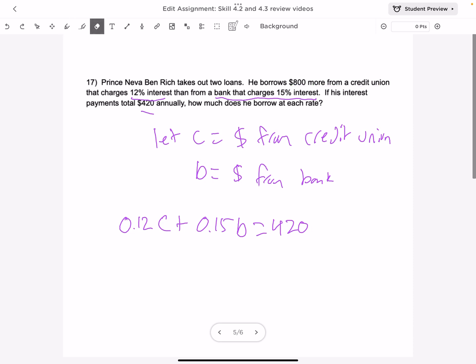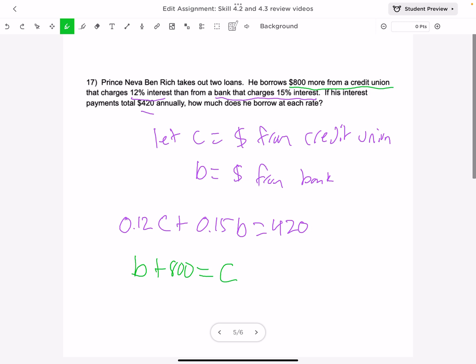All right, we'll do a second equation in green. We're also told that he borrows $800 more from a credit union than from a bank. So basically he borrowed $800 more. So if he takes the amount he borrowed from the bank plus $800, because he borrowed $800 more, that's going to equal the amount he borrowed from the credit union.